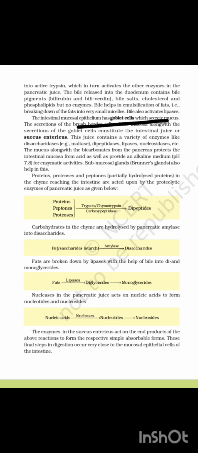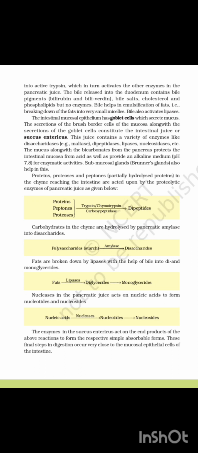The secretions of the brush border cells of the mucosa, along with the secretions of the goblet cells, constitute the intestinal juice or succus entericus. This juice contains a variety of enzymes like disaccharidases, for example maltase, dipeptidases, lipases, nucleosidases, etc. The mucus along with the bicarbonate from the pancreas protects the intestinal mucosa from acid as well as providing an alkaline medium, pH 7.8, for enzymatic activities. Submucosal glands, Brunner's glands, also help in this.